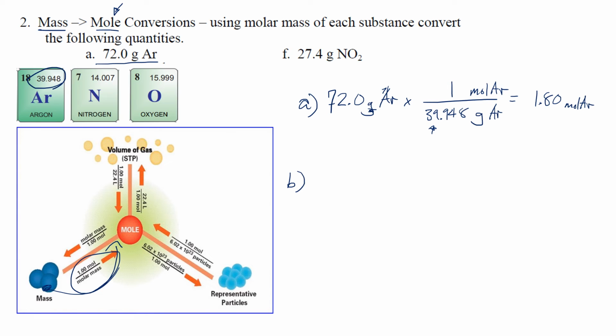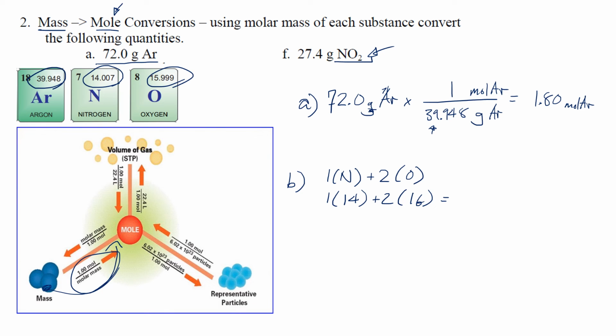Part B, I have NO2, right? So before I do anything, I got to find the molar mass of NO2. So NO2 has 1 nitrogen and 2 oxygens. Each nitrogen weighs right here 14 grams plus 2 oxygen. Each oxygen is 16 grams. So if I add that up, I will get 46 grams per mole NO2. So now I could do my simple dimensional analysis.